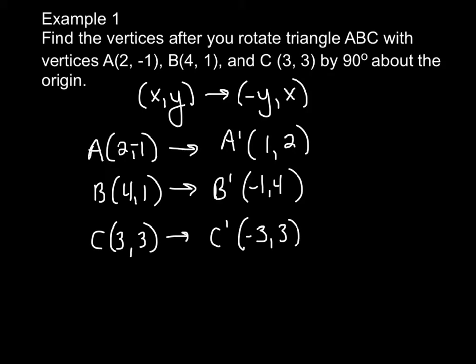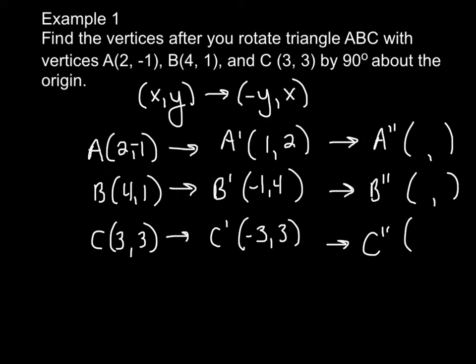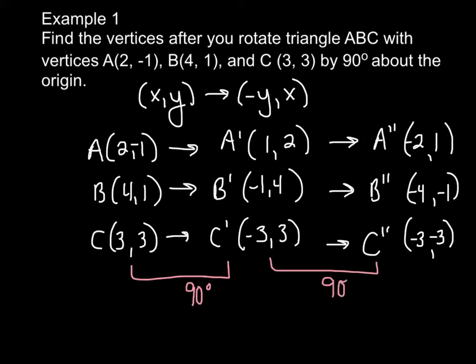Now, if you really wanted to, let's flip them 90 degrees again. I'm going to show you something. So A double prime, B double prime, C double prime. Let's flip them 90 degrees counterclockwise one more time. So 1, 2. Take the opposite of 2. That's negative 2, and you flip them. This becomes negative 4, negative 1. And this one would become negative 3, negative 3. So, this was 90 degrees counterclockwise. This was 90 degrees counterclockwise.